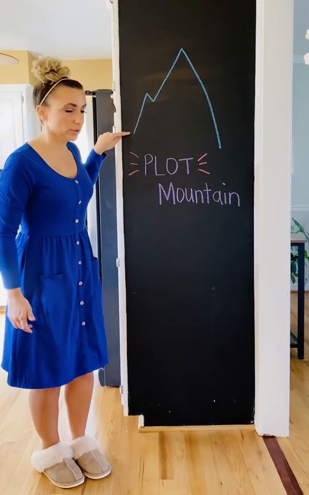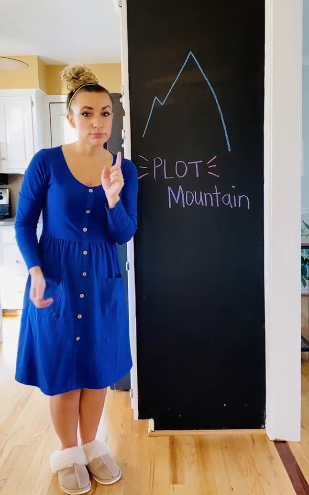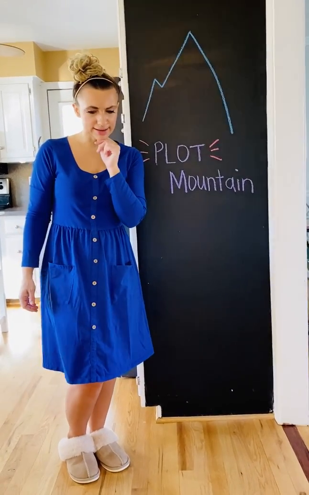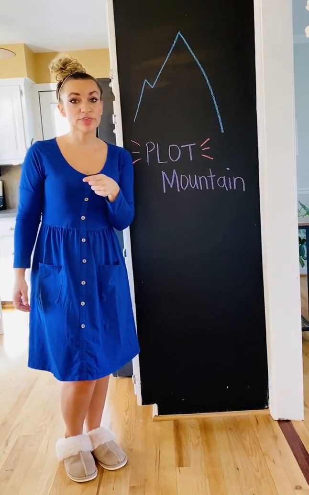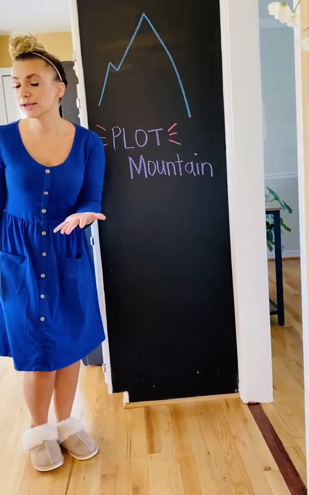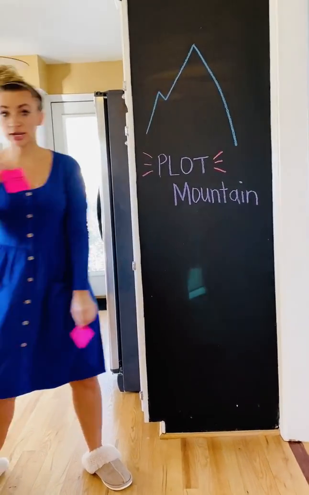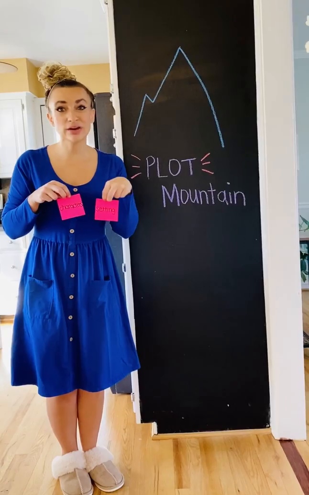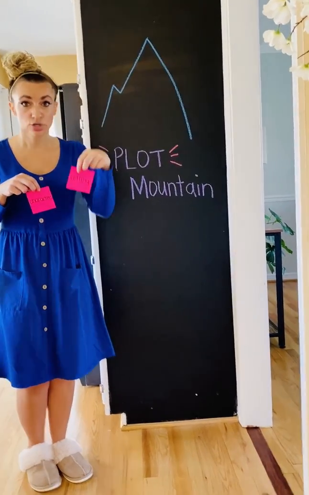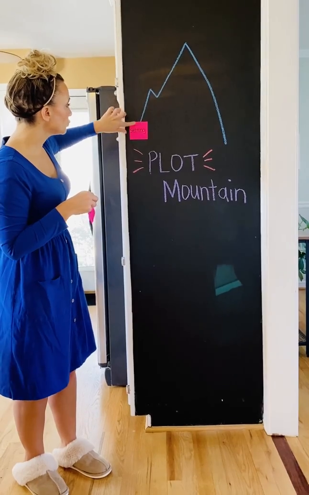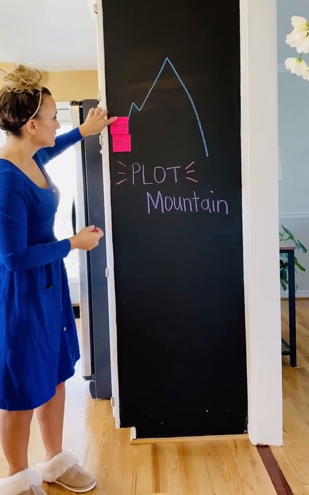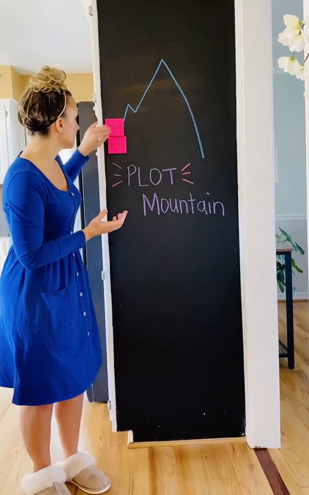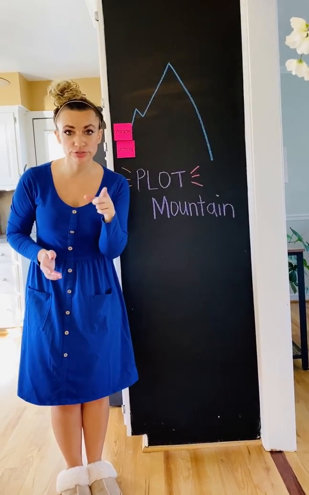At the bottom of Plot Mountain, we have to start our story, and most stories begin with what? The problem? No, not yet. Usually stories begin with introducing us to the characters. We have to know who is going to be in the story. We also have to know where they are and when they are there. So at the beginning of Plot Mountain, we're introduced to the setting and the characters. Some books do setting first, but some stories do setting after the characters. But both of these things have to be introduced first in a story.